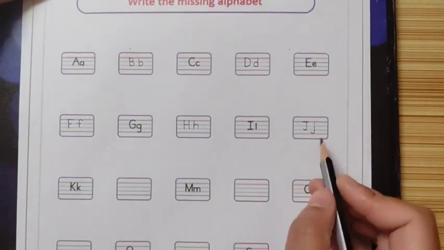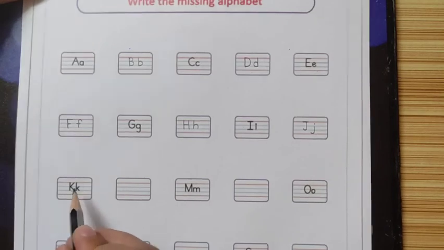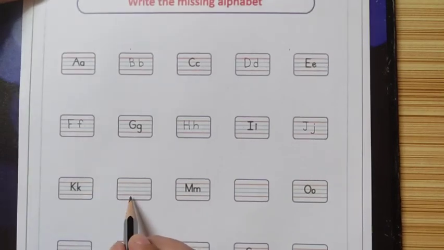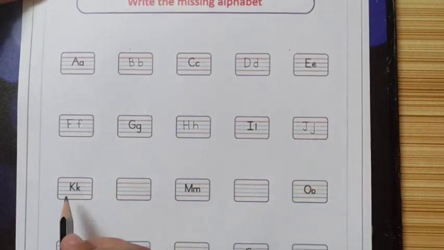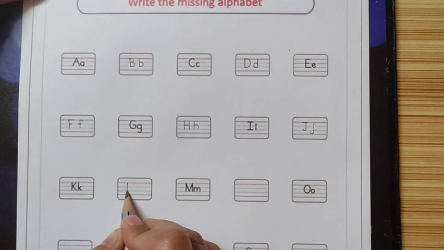Now, after alphabet J, which alphabet is this? Yes, this is alphabet K. Now, after alphabet K, which alphabet will come? I, J, K. Yes, alphabet L. So, we will write here alphabet L.